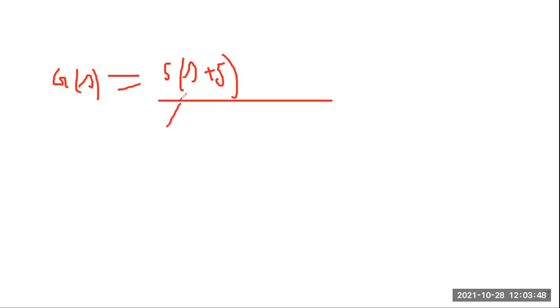So G(S) equal to, for example, let us say 5 into (S plus 5) divided by S into (S plus 2) into (S plus 3). So let us say this is a transfer function. Now you need to calculate what are the poles and zeros of this particular system.